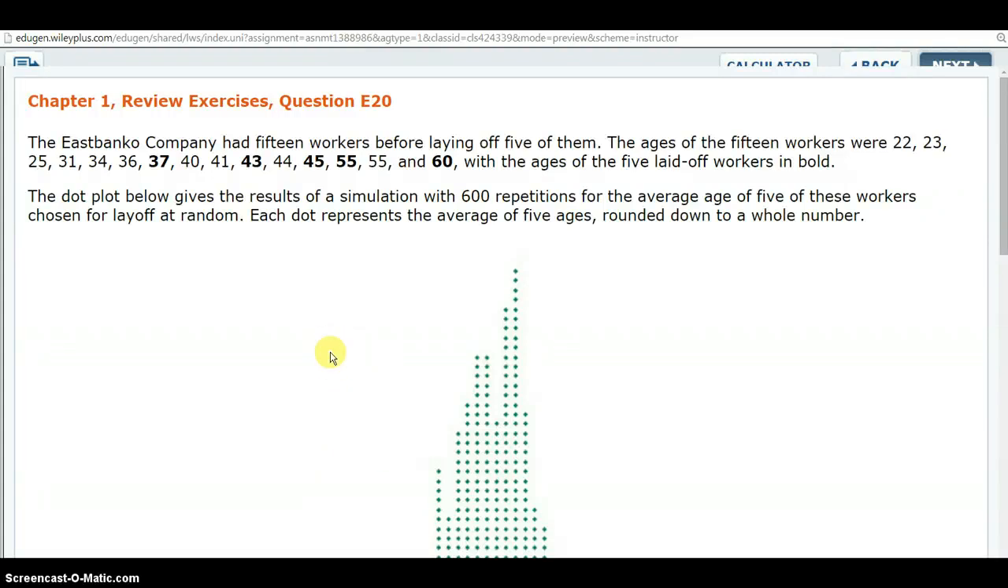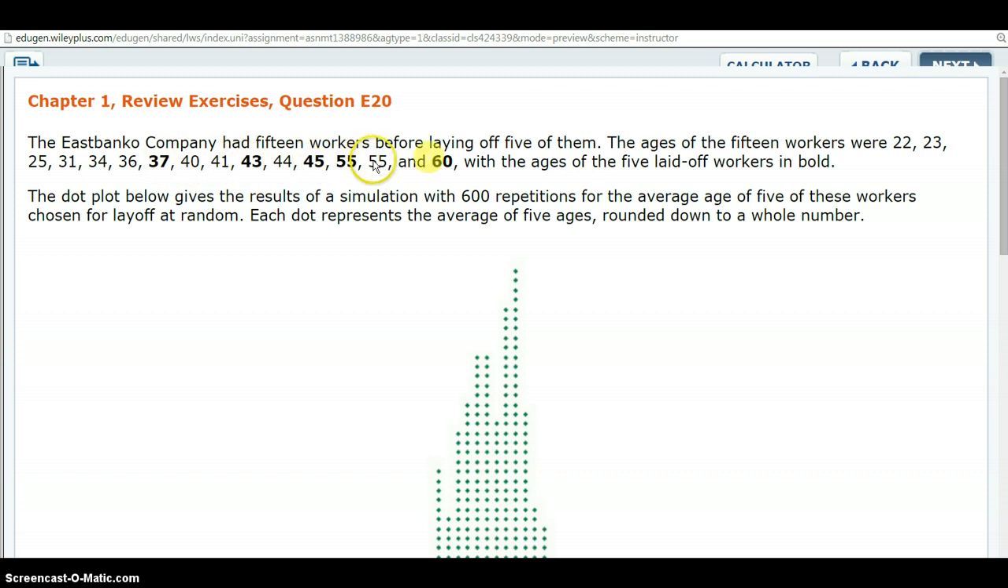Okay, we have 1.R, question E20 here, and yet another question about discrimination. So this is a recurring theme. This is a major tool of statistics, to tell whether something is random or whether there's some suspicious non-random pattern going on. So we have 15 workers, and it gives the ages of each worker.